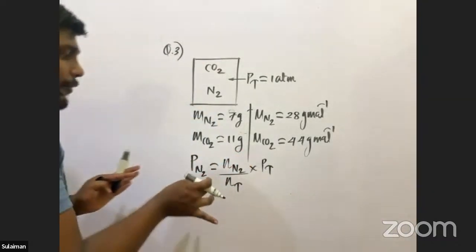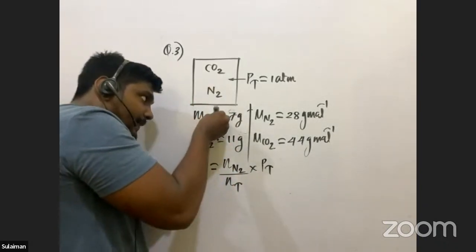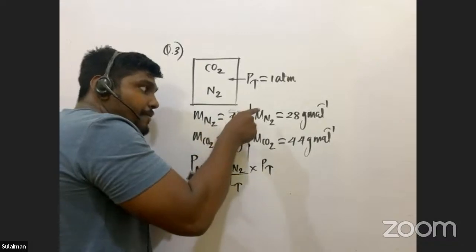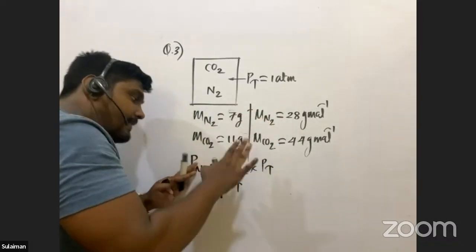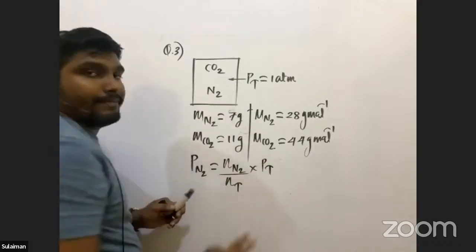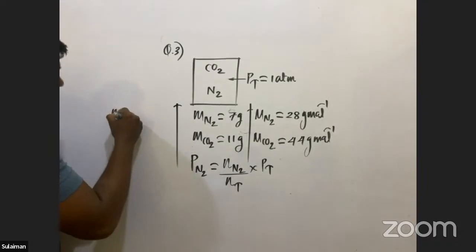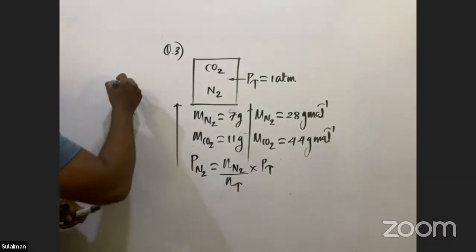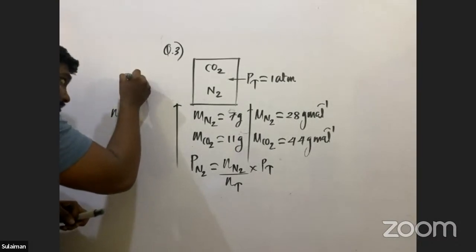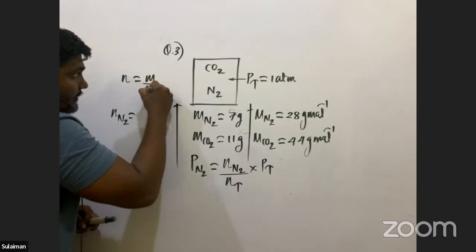Okay. Then how do I find the number of nitrogen moles in the container? I know the mass of nitrogen is 7 grams. I know the molar mass of nitrogen is 28 grams per mole. How do I find the number of nitrogen moles? If I want to find the number of nitrogen moles, simple n nitrogen, I know mass, because we know an equation: number of moles equals mass over molar mass.